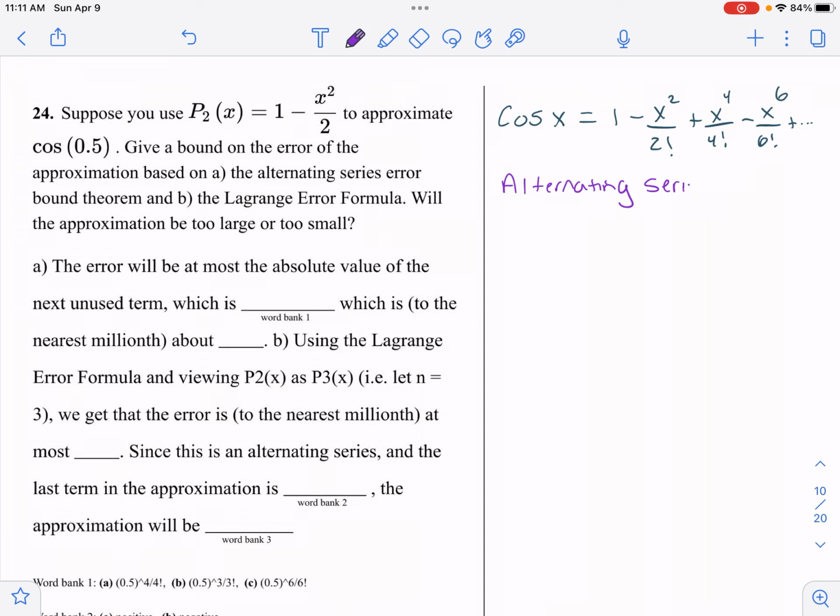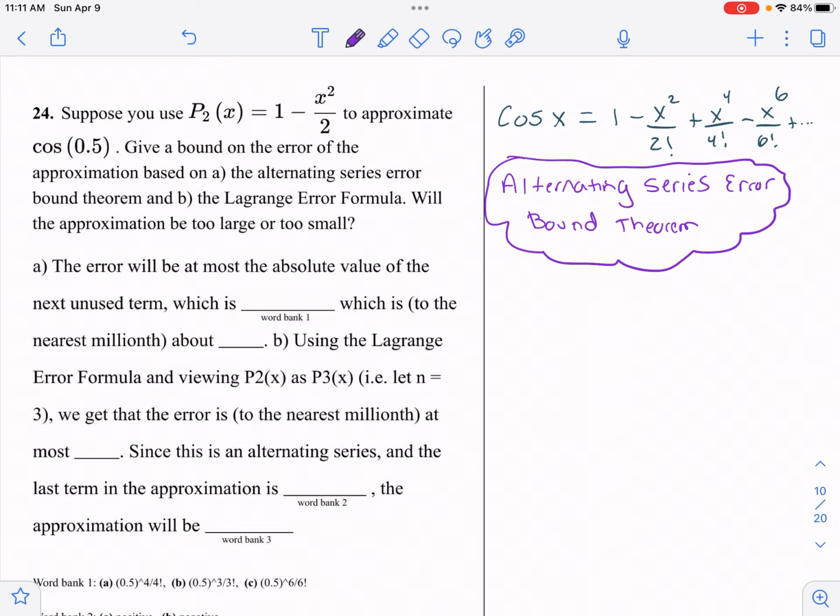Alternating series error bound theorem. So that one's pretty simple. So we're using the degree 2 here, right? So we're using it to approximate cosine of 0.5.